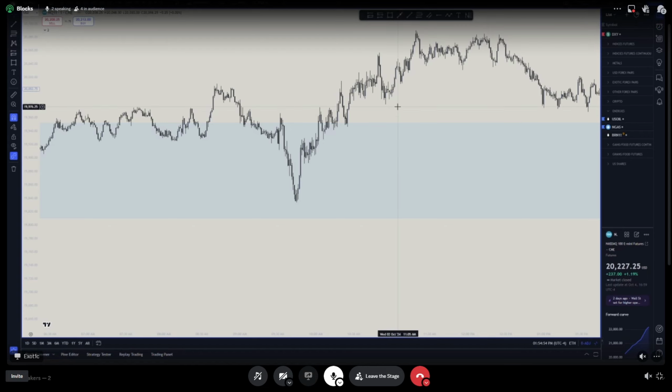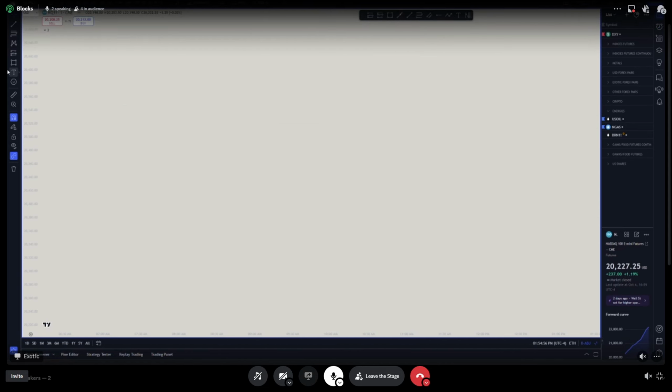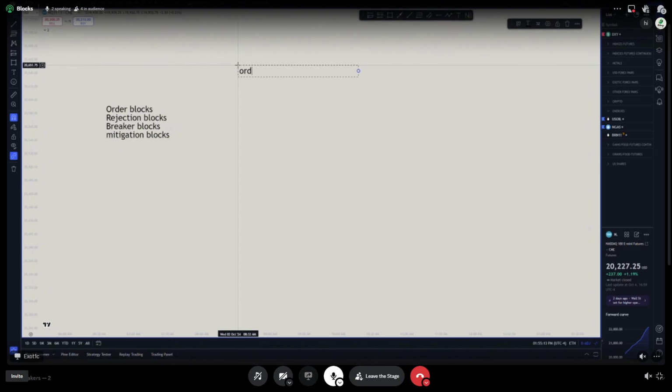So we'll be talking about all the blocks today. We'll be talking about the order blocks, the rejection blocks, the breaker blocks, and the mitigation blocks. So let's get right into it. I guess we'll start off first with order blocks.